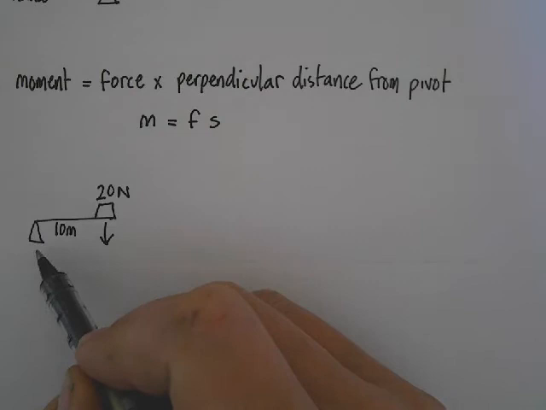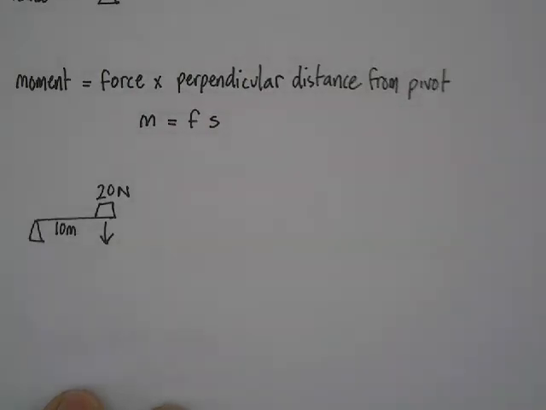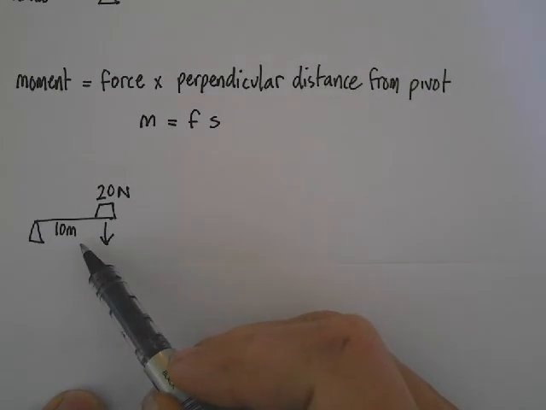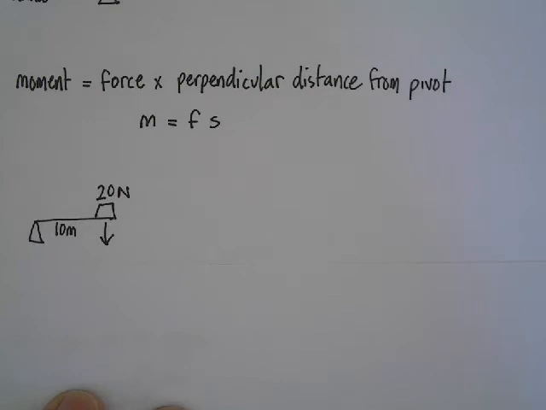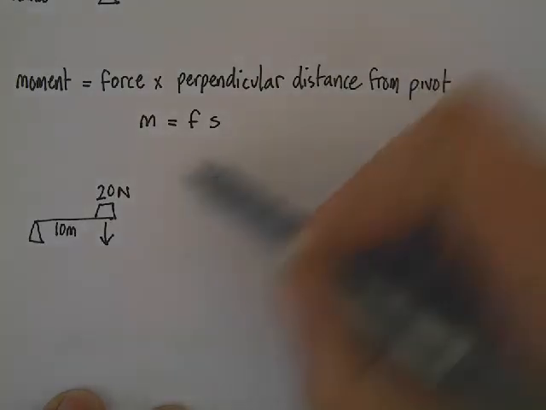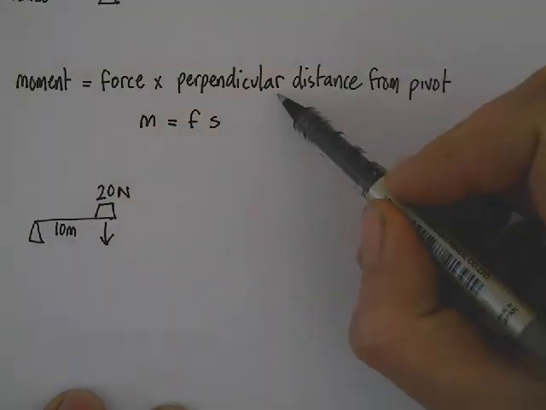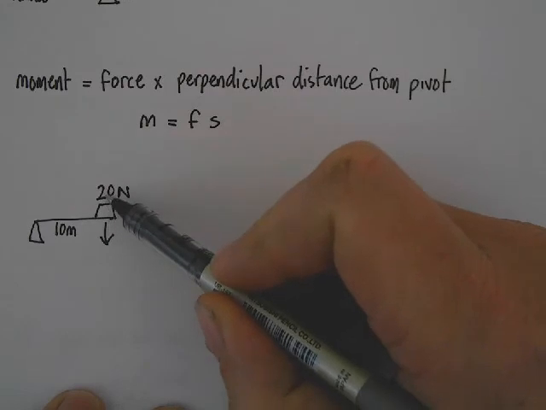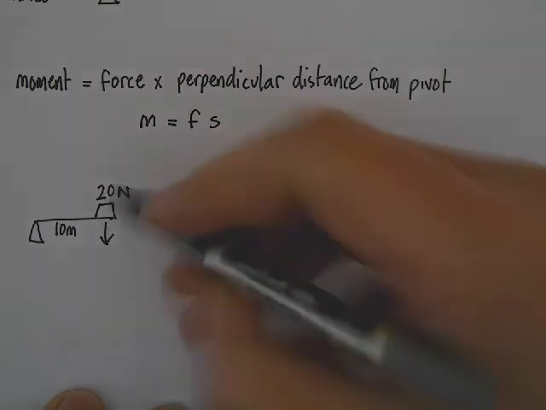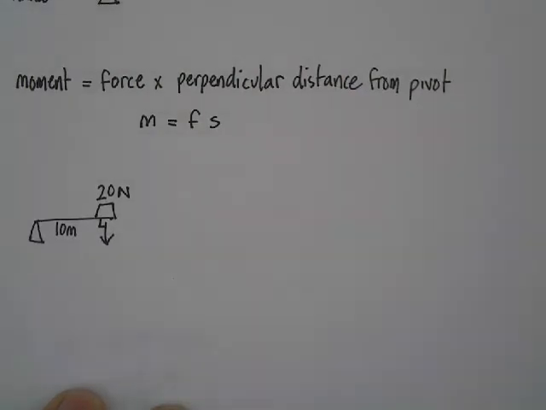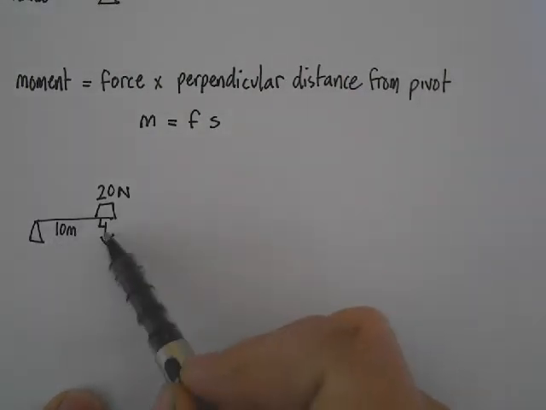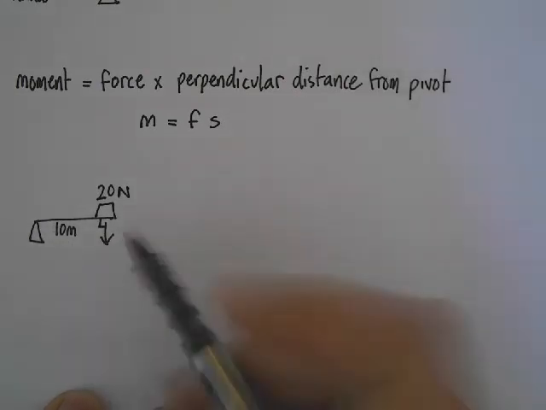This little triangle I'm using to represent the pivot, or the fulcrum, you sometimes would say. In this example, the distance is 10 meters and the force is 20 newtons acting from that pivot. And actually, this is worth considering, this perpendicular distance here, because this force is acting straight down at the moment, and it is at 90 degrees to that lever. So the perpendicular distance between this force and the pivot is 10 meters. So there's nothing weird to do.